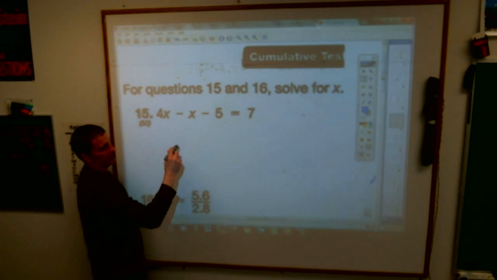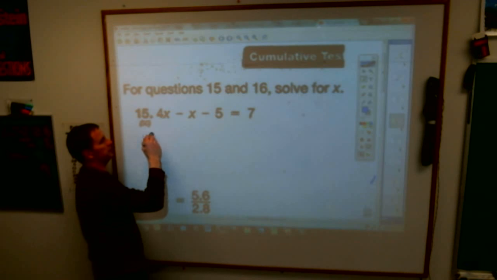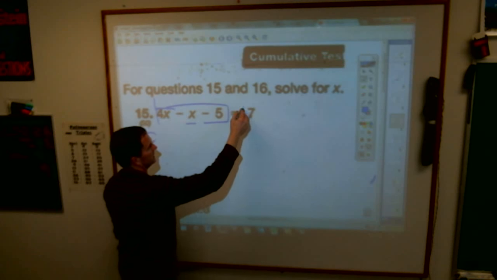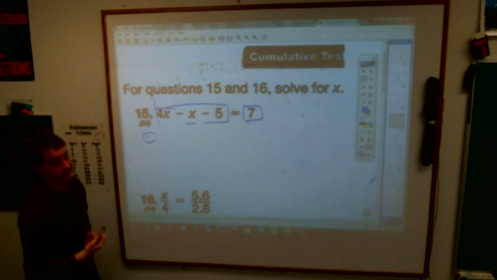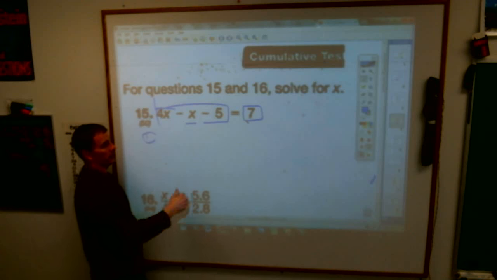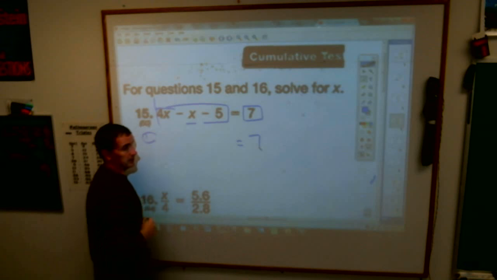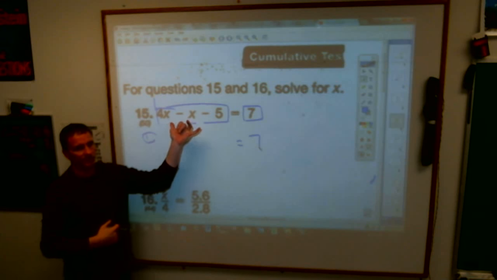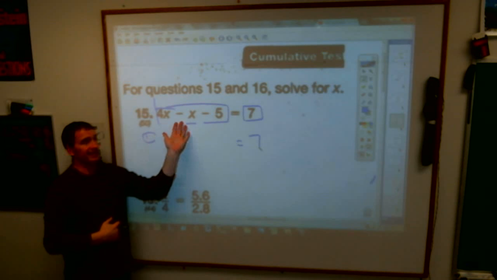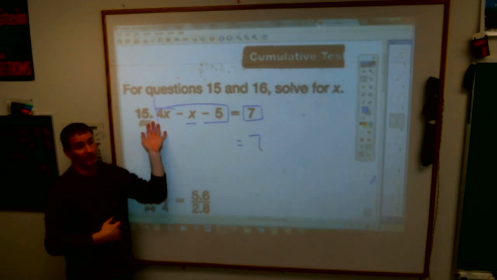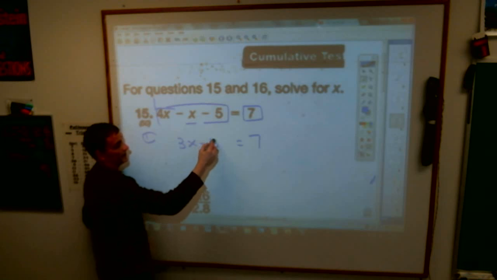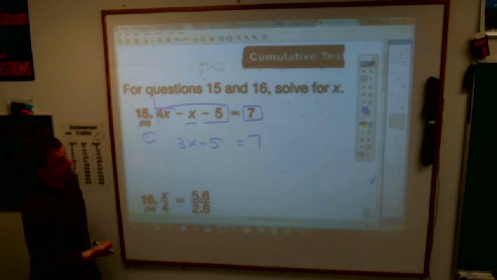This is like a complex equation. The first step when you see this is you need to make sure that each side of the equal sign is simplified, which means put together any like terms you can. Obviously you can't do anything with 7 because it's all by itself, but what can I put together over here? I've got an x and an x. If I have 4 x's and I take an x away, what am I left with? 3 x's. And then I have that minus 5. Now, each side is simplified.